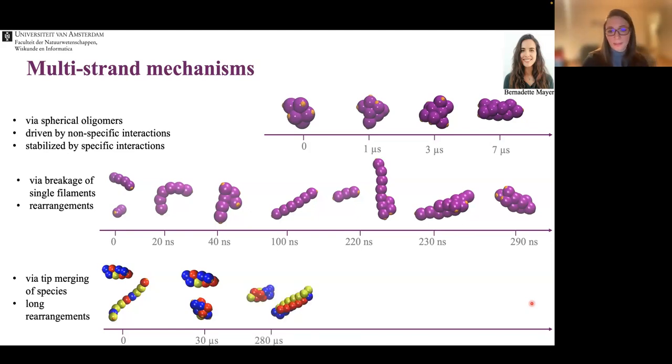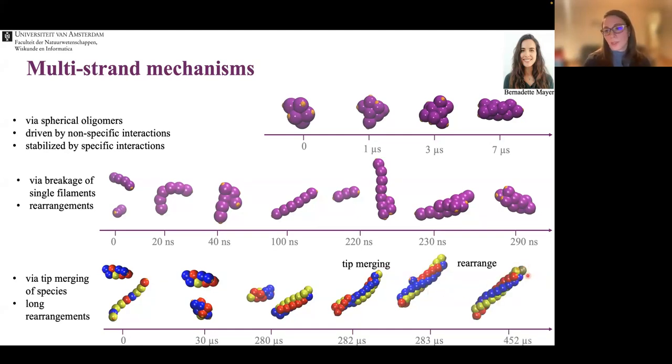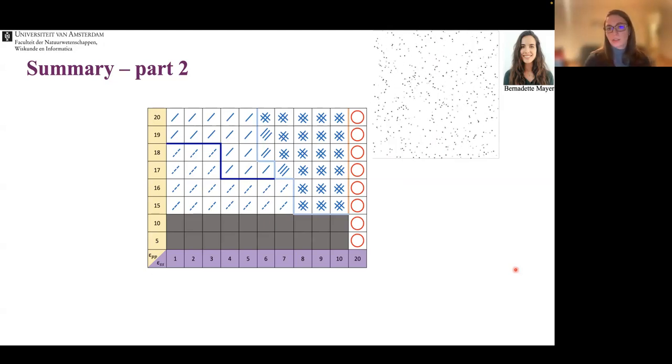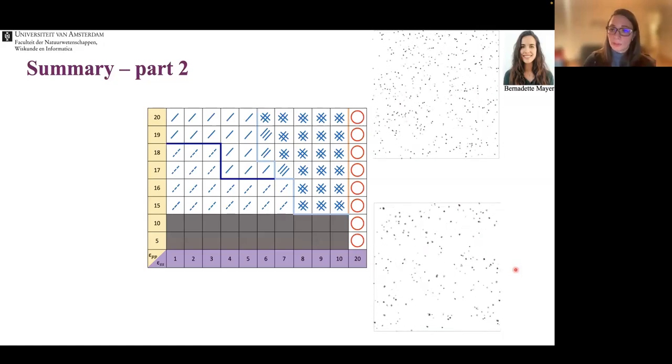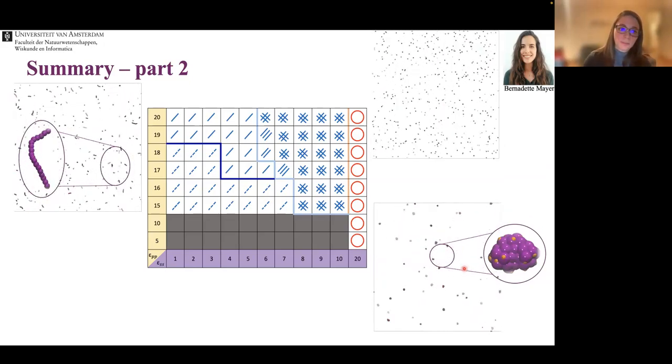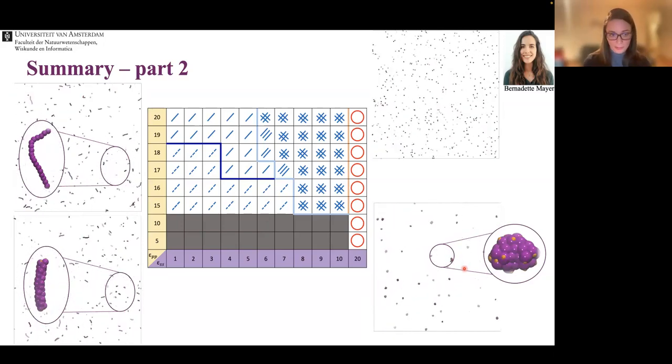So for instance, in the example here at the bottom, we have these two species that merge at the ends, however, in an imperfect fashion. And what we found was that in the rearrangement process, if we look here at the blue particle, it takes pretty much the same amount of time as the entire simulation so far to find its way to the end of the aggregate and rearrange. So just to wrap up, what Bernadette did was essentially vary the interactions between the spheres and the patches, and she managed to identify the formation of different species ranging from these spherical oligomers to single-stranded protofilament and multi-stranded protofilament.